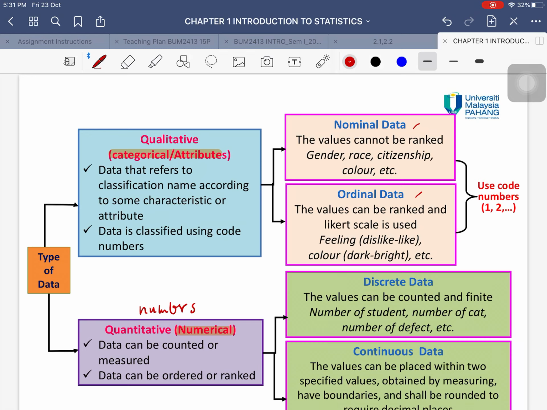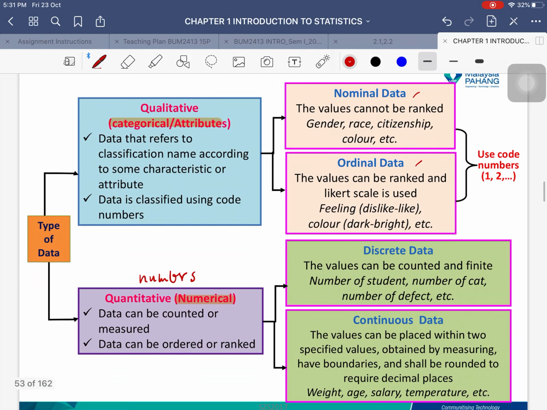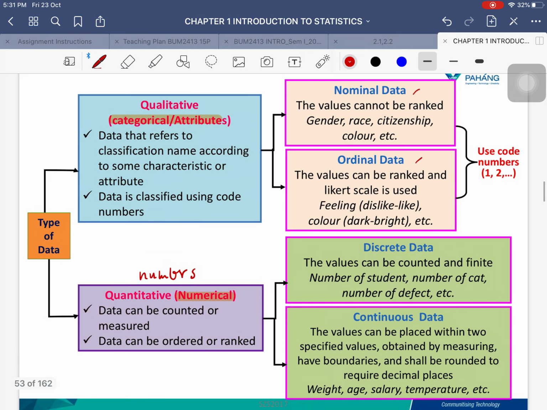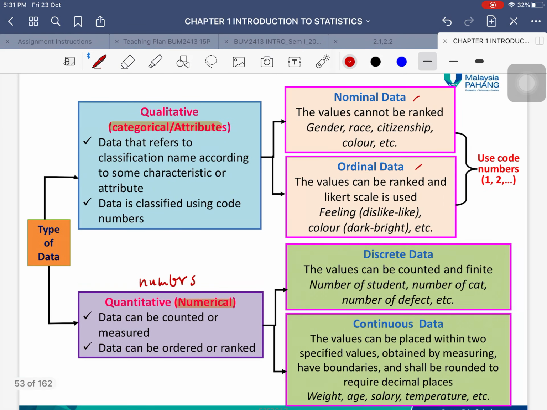No, we don't do such a thing. Color and so on. Anything that has no point of ranking is called nominal data. And ordinal data is something that can actually be ranked. For example, price: first place, second place, third place, and so on in a competition. So that is called ordinal data.